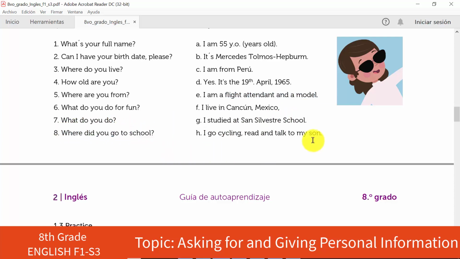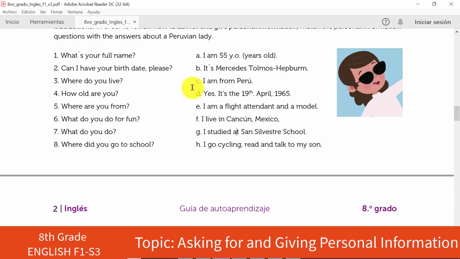Where did you go to school? ¿A dónde fuiste a la escuela? Where did you go to school? I studied at San Silvestre School. Ok, cambiamos esta información. I studied at José Antonio Salaverría School.